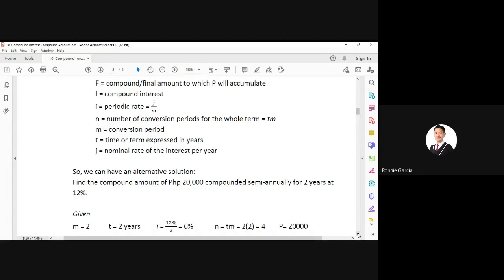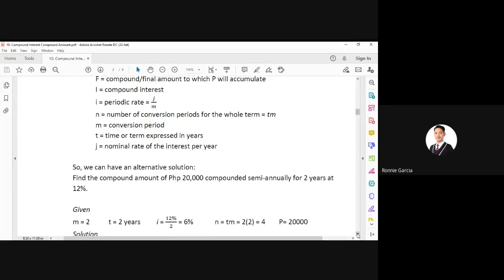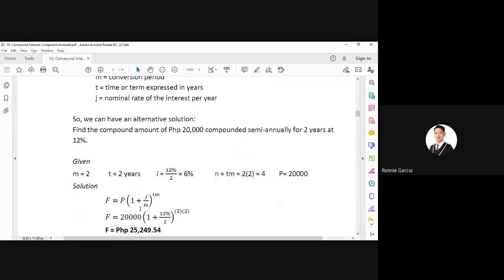So again, the problem was find the compound amount of 20,000 pesos compounded semi-annually for 2 years at 12%. So identify the given numbers. 20,000 is your principal. Compounded semi-annually, it means your M is 2. 2 years, that's T. 12% is the nominal rate J. So after getting those values, pwede nimo gamit itong J over M times TM, instead of I and then N. Or pwede po isolve sa nimo ang I, that's J divided by M, tapos imong isubstitute. Then isolve nimo ang N, that's T times M, then imong isubstitute. Either way, makuha gyapon nimo ang correct answers.